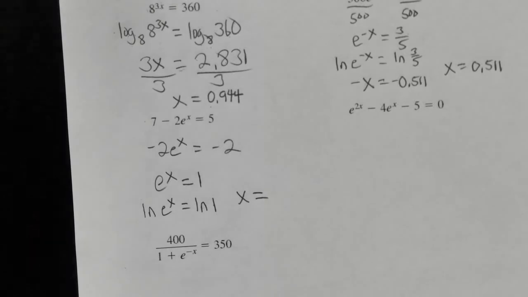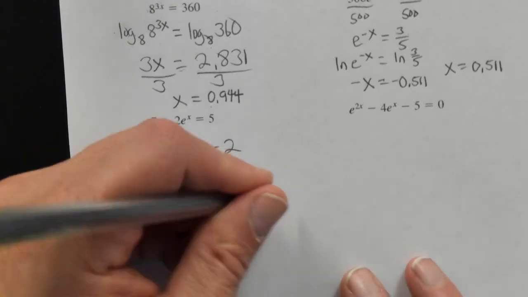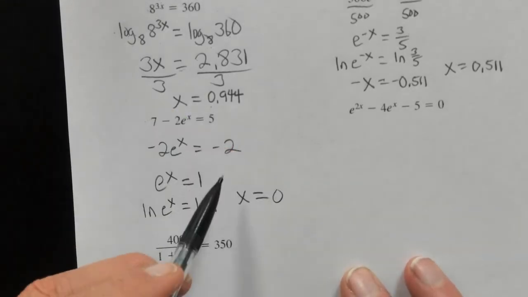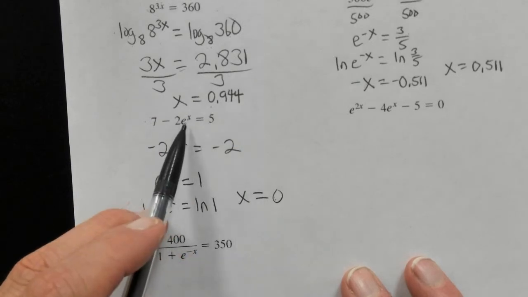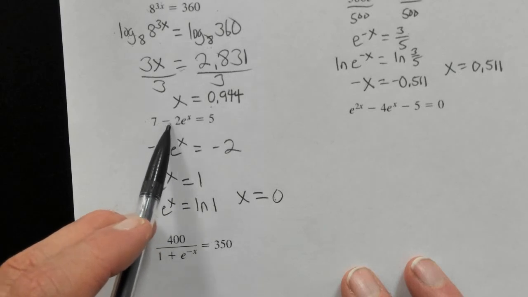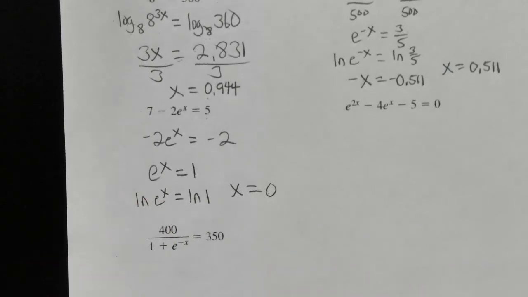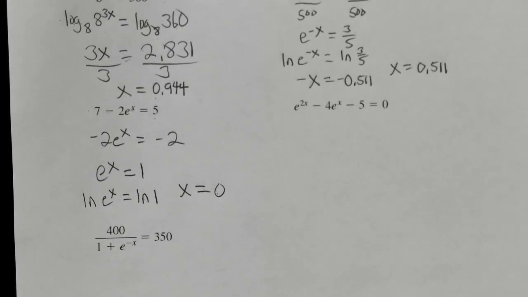All right? So there you go. You can double check that one if you want to plug in a 0 there. This one checks really quickly. E to the 0 power is 1, times 2 is 2, from 7 is 5, and it checks out. We got it. Okay. Next one.